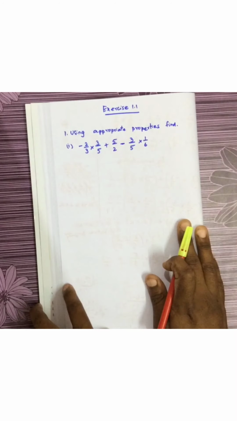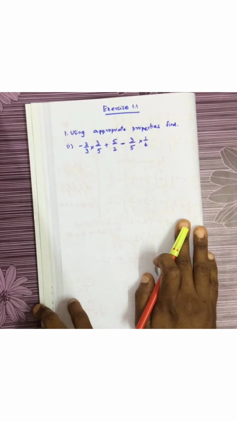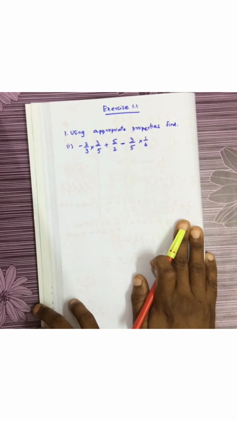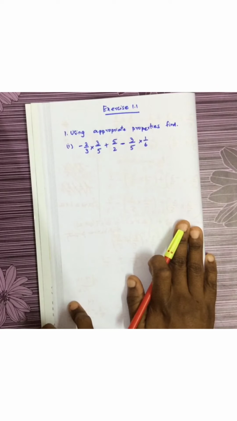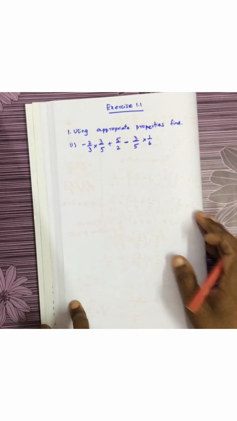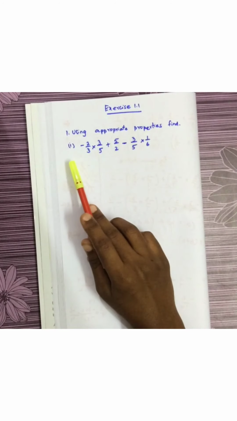Good morning. In the last 5 videos, we studied the properties of rational numbers and also solved examples. So in this video, we are going to start with exercise 1.1, first problem. The first problem is: using appropriate properties, find.